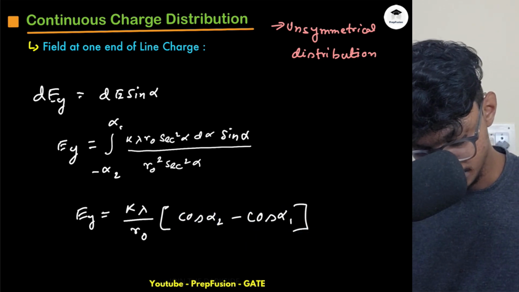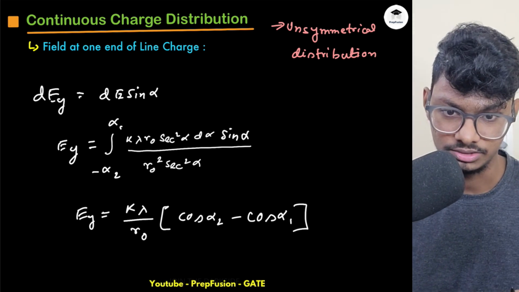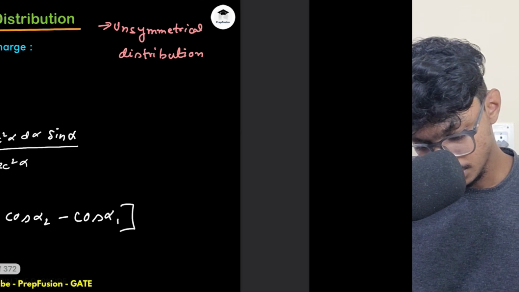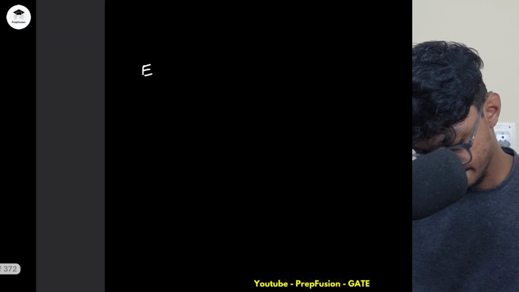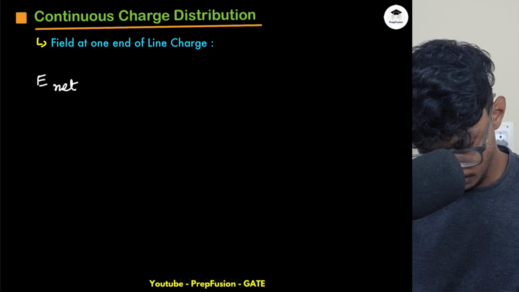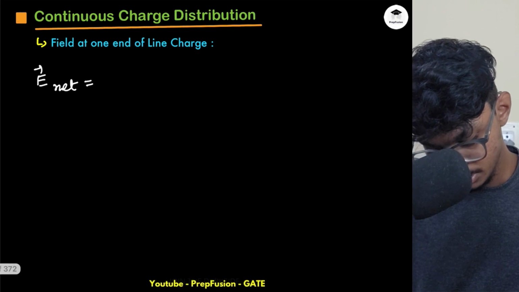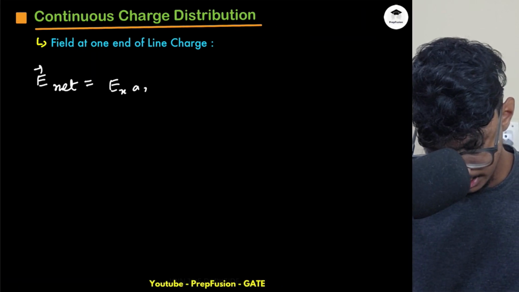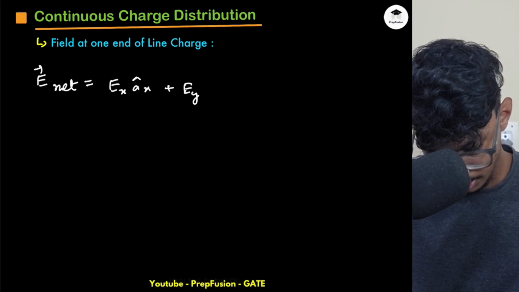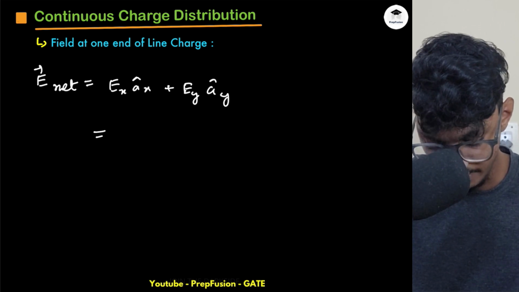Okay, so these are the two components of electric field along the x direction and along the y direction. So what will be the total electric field, the net electric field? E net will be simply equal to Ex ax cap plus Ey ay cap, right? Horizontal and vertical component.